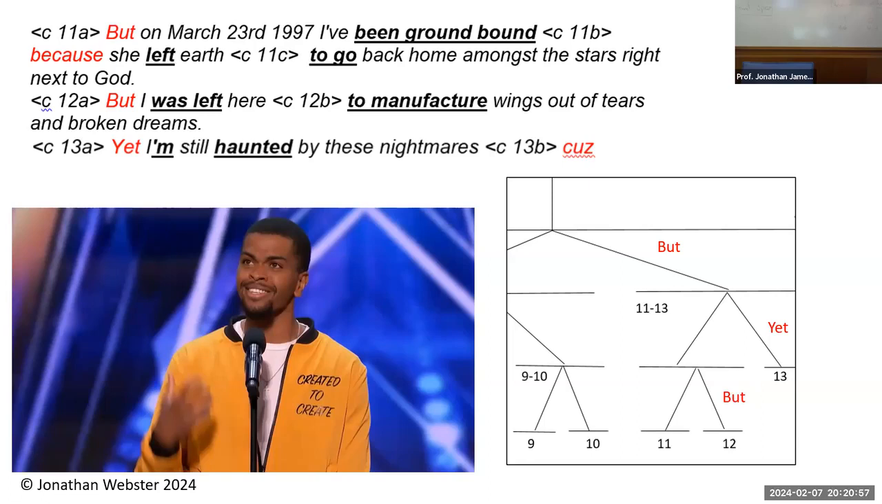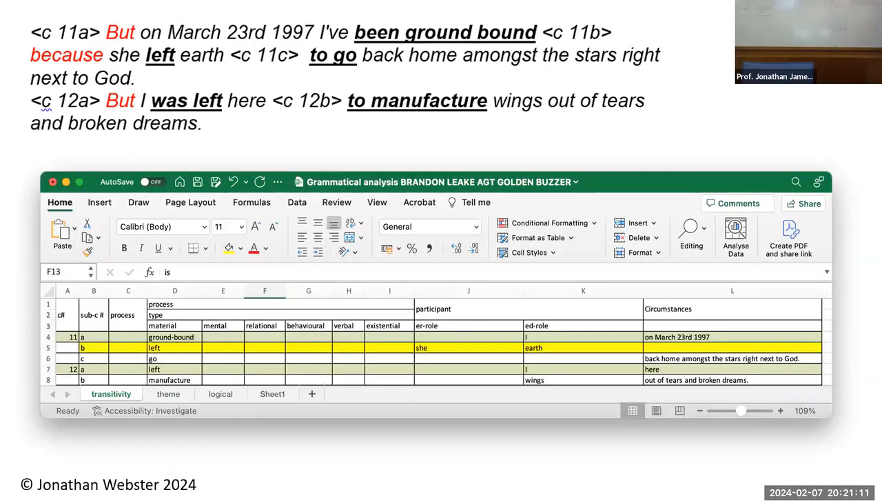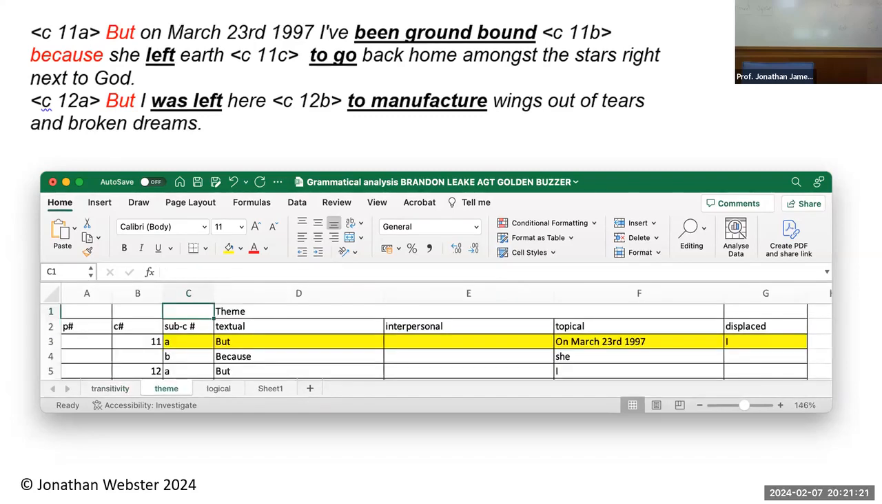Now you notice that the tempo of his voice is picking up a bit. He's becoming a bit more, we could say, emotional in what he's saying. What do we observe here? Well, again, ground bound, left, mainly material processes and so forth. Textual theme, but is very important. And then the topical theme on March 23rd, as I mentioned, repeats the use of time as theme.